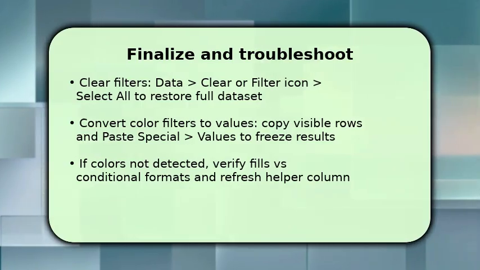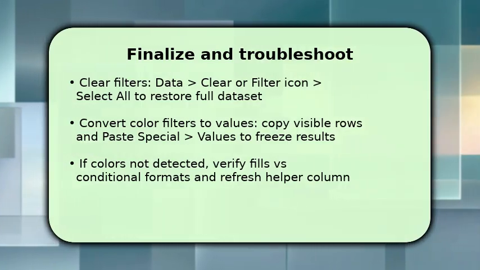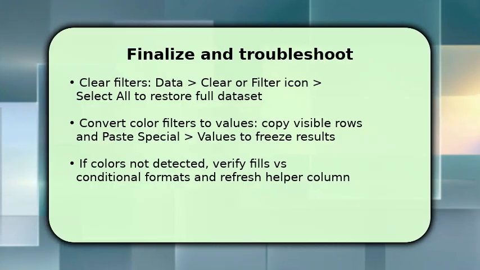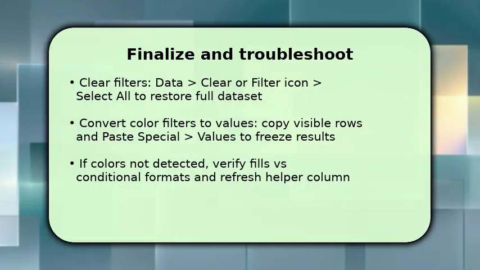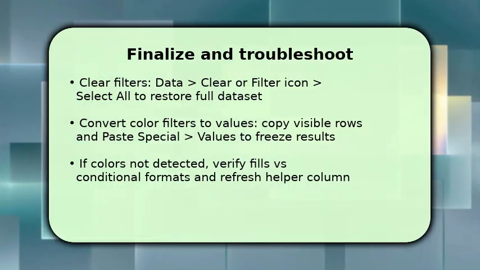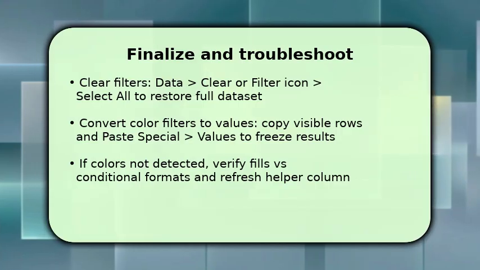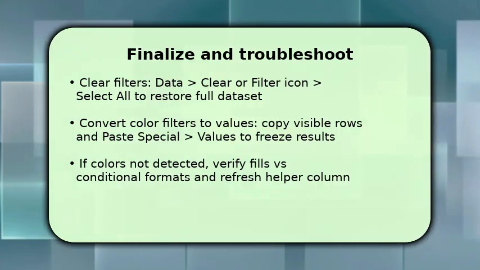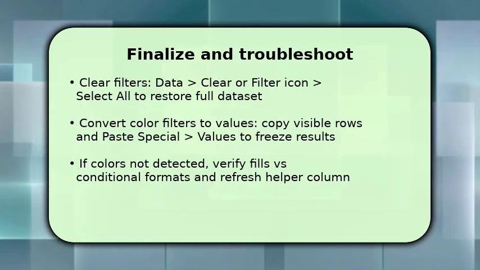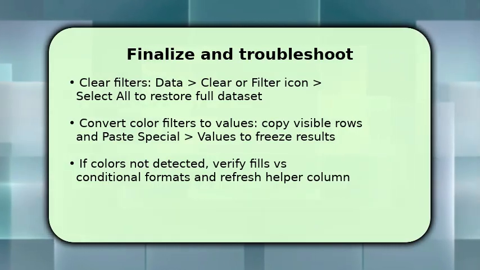If filters behave oddly, check whether colors are applied by cell fill or by conditional formatting. Conditional colors require testing rules or helper formulas. Make sure to clear filters when done. If things go wrong, rebuild the helper column and recalculate with F9 to refresh color detection.